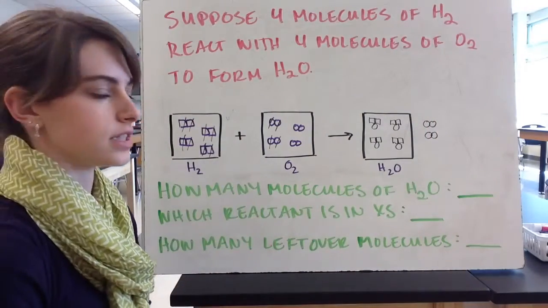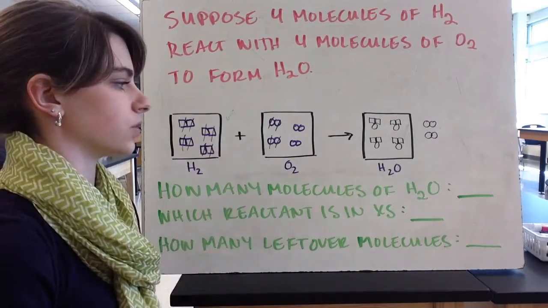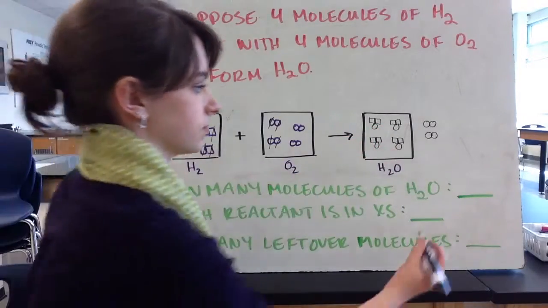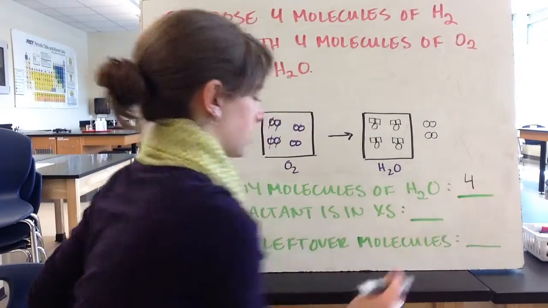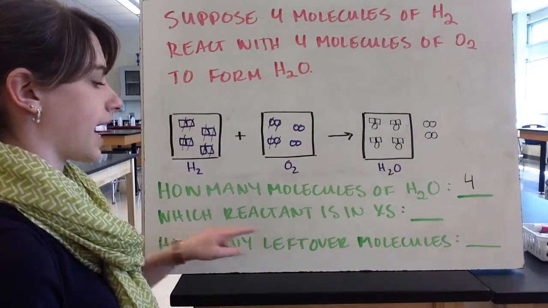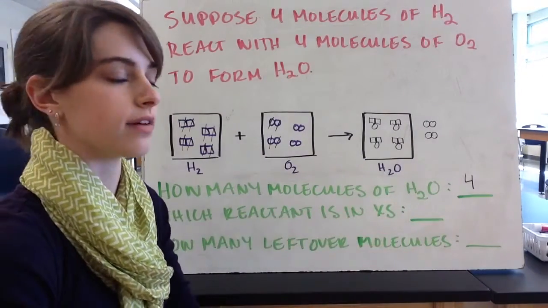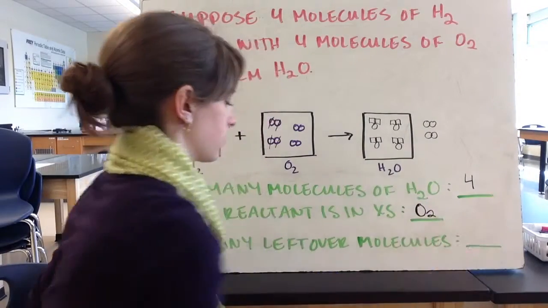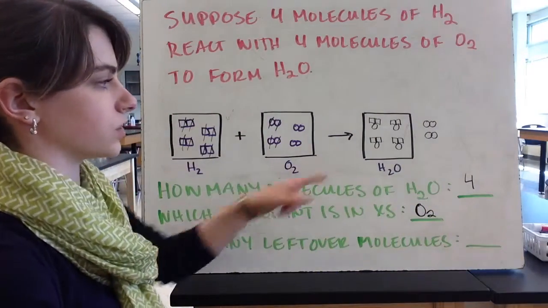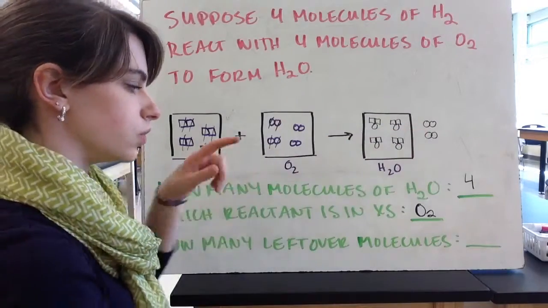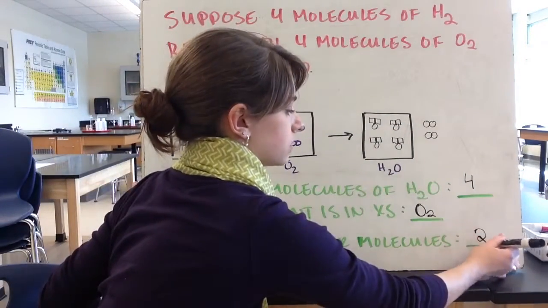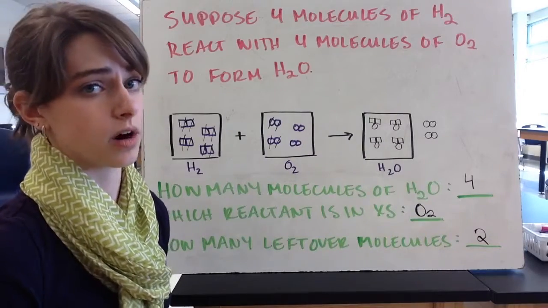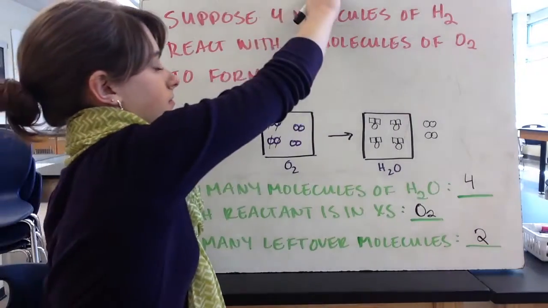So if we were to answer these follow-up questions, how many molecules of water do we make? 1, 2, 3, 4. Which reactant is in excess? That means which one do you have left over? You have oxygen left over. And how many leftover molecules do we have? We have 1, 2 leftover molecules. There has to be an easier way than just drawing particle diagrams. And there is.